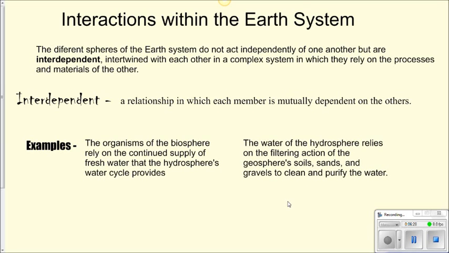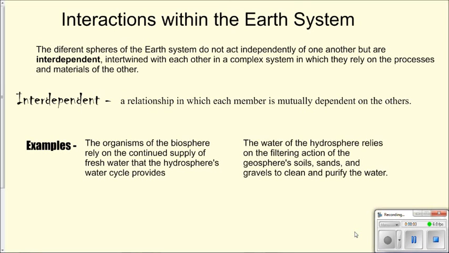Another great example, that same water that we just talked about in the hydrosphere relies on the filtering action of the geosphere's soil, sand, and gravels to clean and purify water. So the geosphere, we don't think about that as helping us in any way, but it actually does. Organisms rely then on the geosphere to clean the water of the hydrosphere so that we're able to use that and be safe. So those are just a few examples of interactions. And later throughout the course, you'll be coming up with more examples of your own as we explore this interaction between the different spheres of the Earth system.